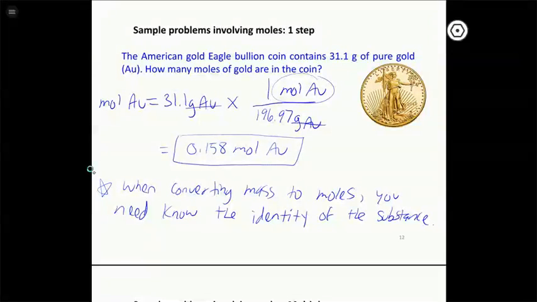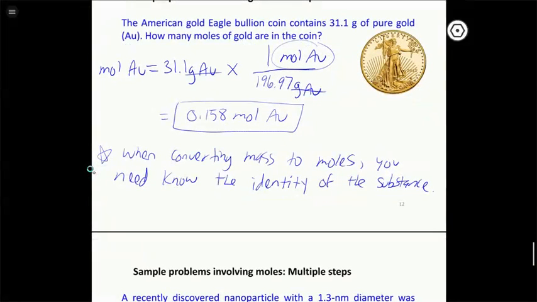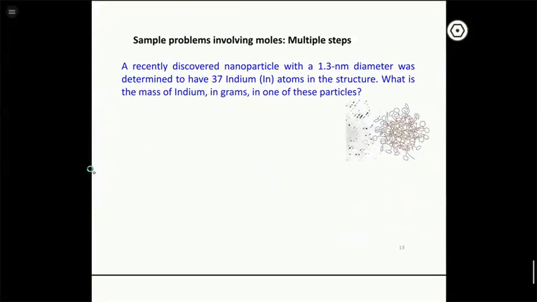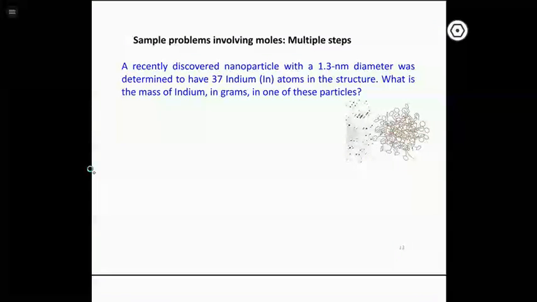All right, and then finally we'll end up with a couple of multi-step problems here. So those were both one step, converting either number of atoms into moles or vice versa, or converting mass into moles or vice versa. Now let's look at some that have a little bit more involved with a setup. All right, so we have a recently discovered nanoparticle. So it's a particle that's on the order of a few nanometers, in this case 1.3 nanometers, was determined to have 37 indium atoms. So one of my former classmates was one that sort of discovered this, and they found that there are 37 indium atoms in the structure. What is the mass of indium in grams for one of these particles?